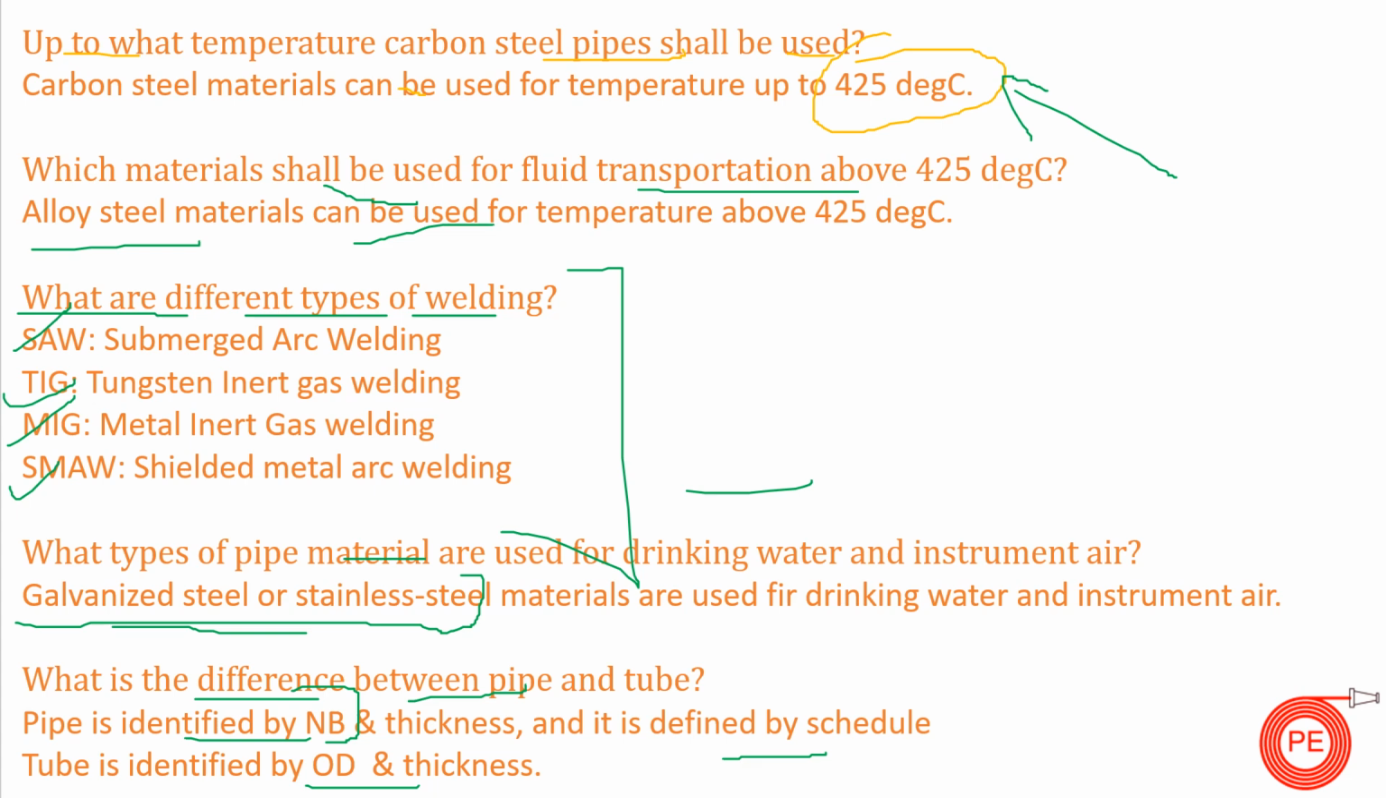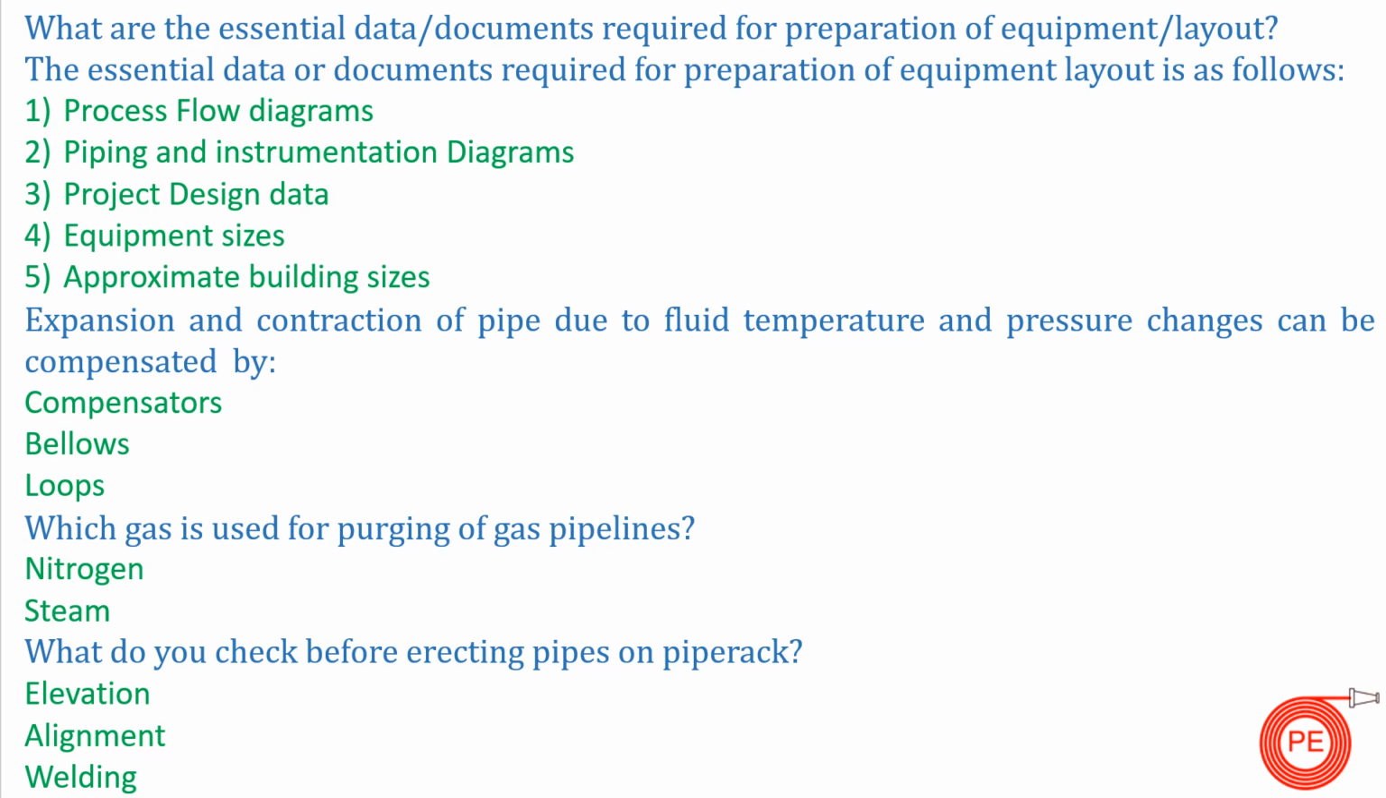Moving on to the next slide, guys. Next question is, guys, what are the essential data documents required for preparation of equipment layout? So equipment layout is one of the important things that we do when we are working for any plant, any greenfield plant or brownfield plant. But there are a few things that your equipment engineer would be requiring before starting the equipment layout. So the first thing that he asks for is your process flow diagrams. Next one, he will be asking about your piping and instrumentation diagrams. Project design data will be required, equipment sizes will be required, and approximate building sizes will be required.